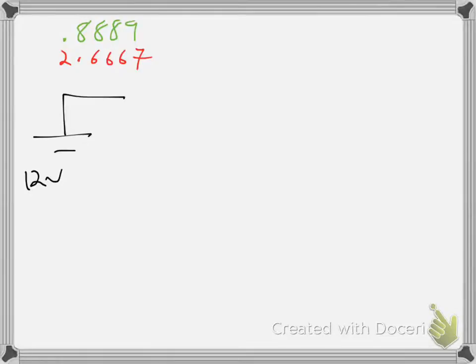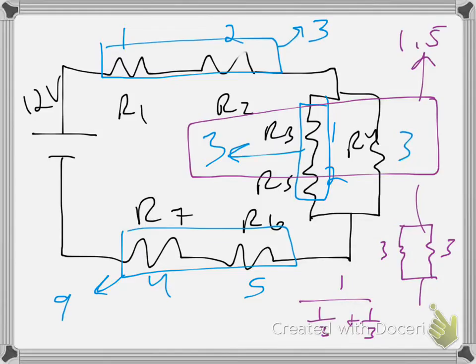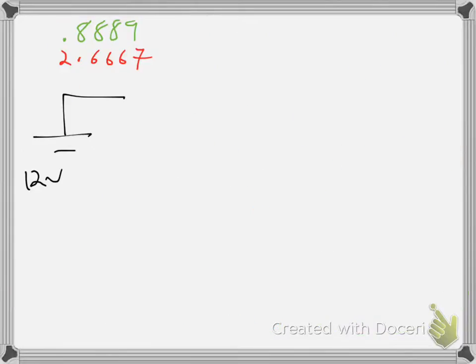And how was that system made up? It was made up of a 1 ohm resistor and a 2 ohm resistor. These are in series, meaning the current, if you remember the series rule, is going to be the same. So my current is going to be 0.8889 in both of those.